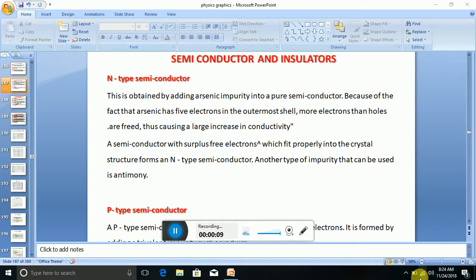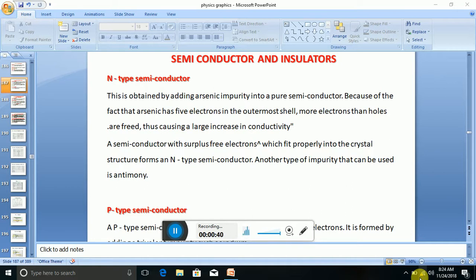Today we are going to be looking at semiconductors and insulators. We already know that materials that allow the movement of electrons are known as conductors. The ones that don't allow the movement of electrons or electricity are known as insulators. The materials that have properties between good conductors and insulators, that is, materials that behave in between, are known as semiconductors.